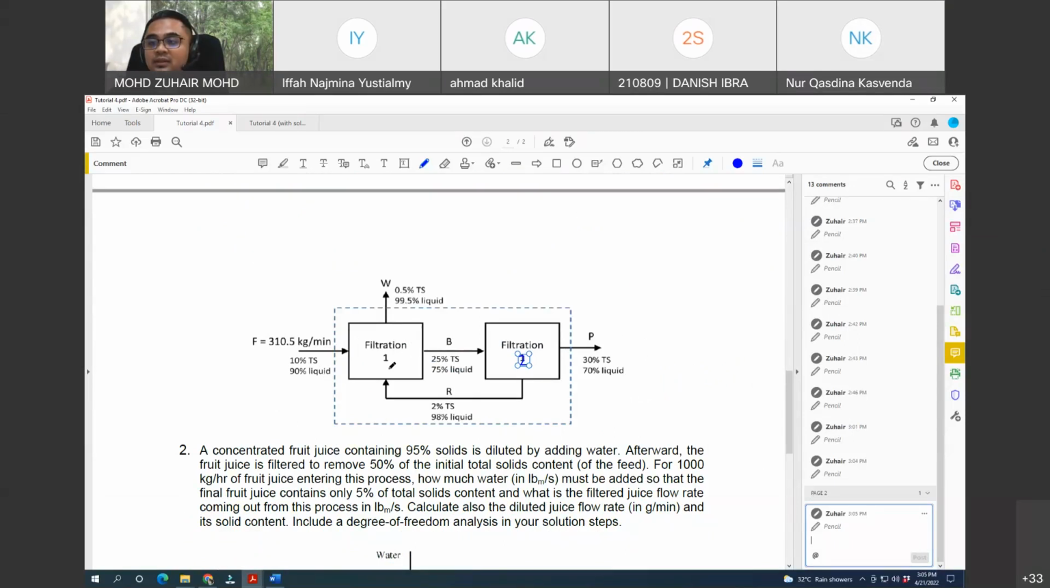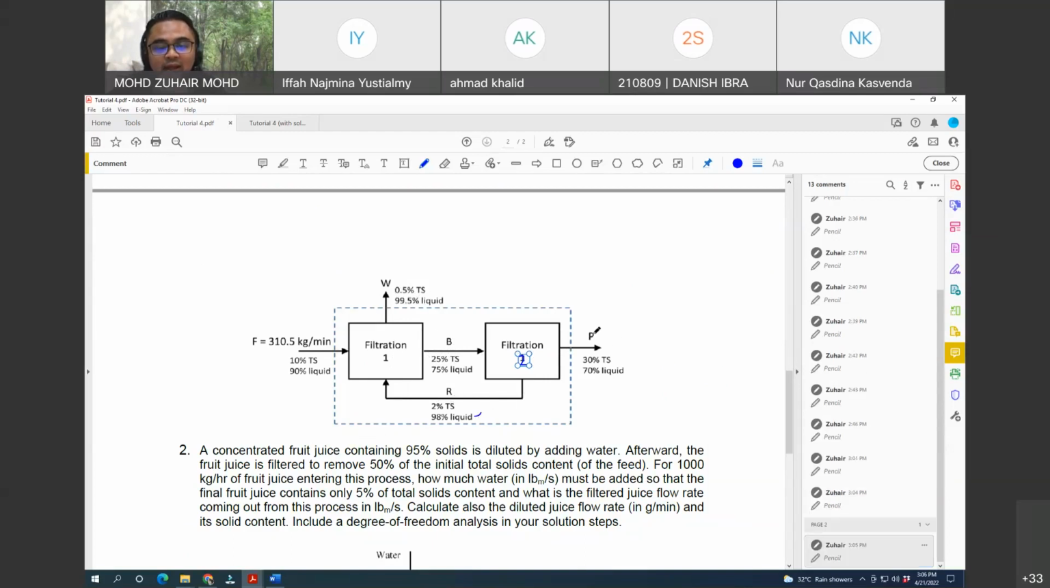And this filter will filter liquid, the total liquid with some total solid. And then from filtration one it will go to filtration two, and some part of the filtration two will be recycled back to filtration one, the one that contains a lot of liquid here. And then the final product will be the pineapple juice with 30% total solid and 70% liquid.